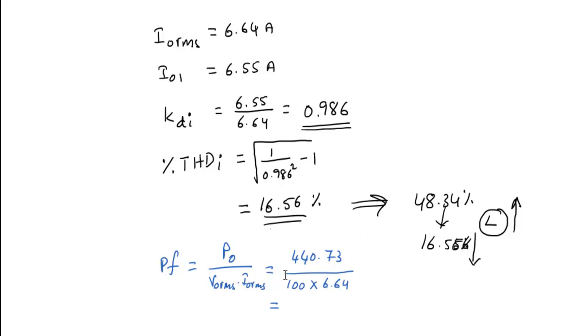So it is 0.664 lagging. That's what we can calculate if you know the RMS value of the load current. So this is a procedure. Even though it's a lengthy procedure, we need to practice this one.